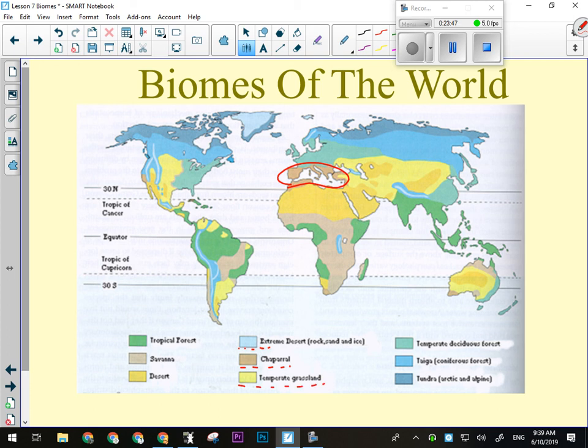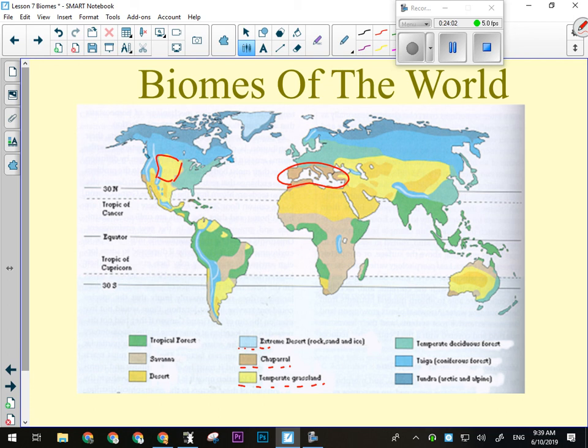Here we call that prairie. It's where we live. It's the biome that we're in, and so there's a lot of it. We often call this area of North America the breadbasket, because a lot of agriculture goes on there. A lot of the world's food is grown in this area.